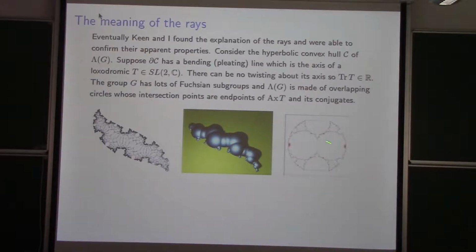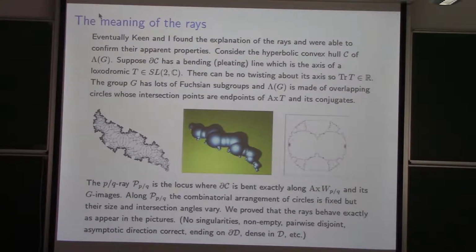Here's another picture of a limit set where what the convex hull would look like is more obvious. This one is not quite the class of groups I'm talking about, but it doesn't really matter. You see you've got circles, and they intersect along a line, which is an axis of an element that has a fixed point there and a fixed point there. Because it translates along, leaving these circles invariant, it can't have any rotation around its axis, so it has to have real trace.